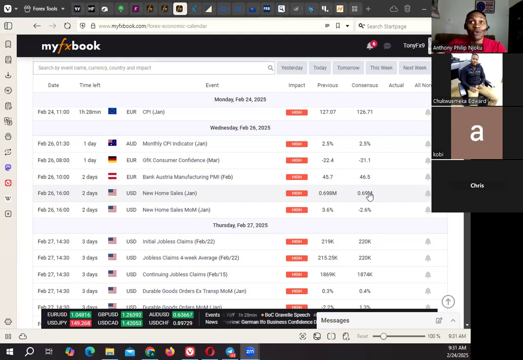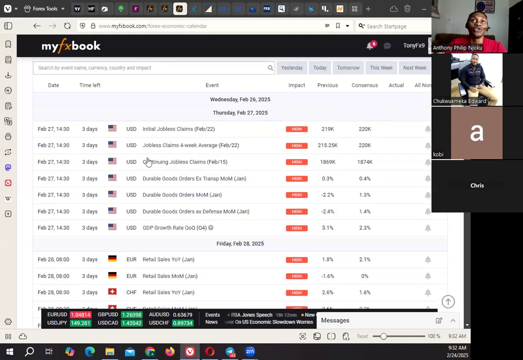At first sight, it is bad. But if we see something higher, like 0.7 million, it is good for dollar. Then the new home sales month over month is measured in percentage. The previous one is 3.6%. They're expecting minus 2.6%, which is bad for dollar. If you see anything higher than minus 2.6%, probably in the region of 4%, we need to see strength in dollar. But if it is lower, then dollar should be weak.